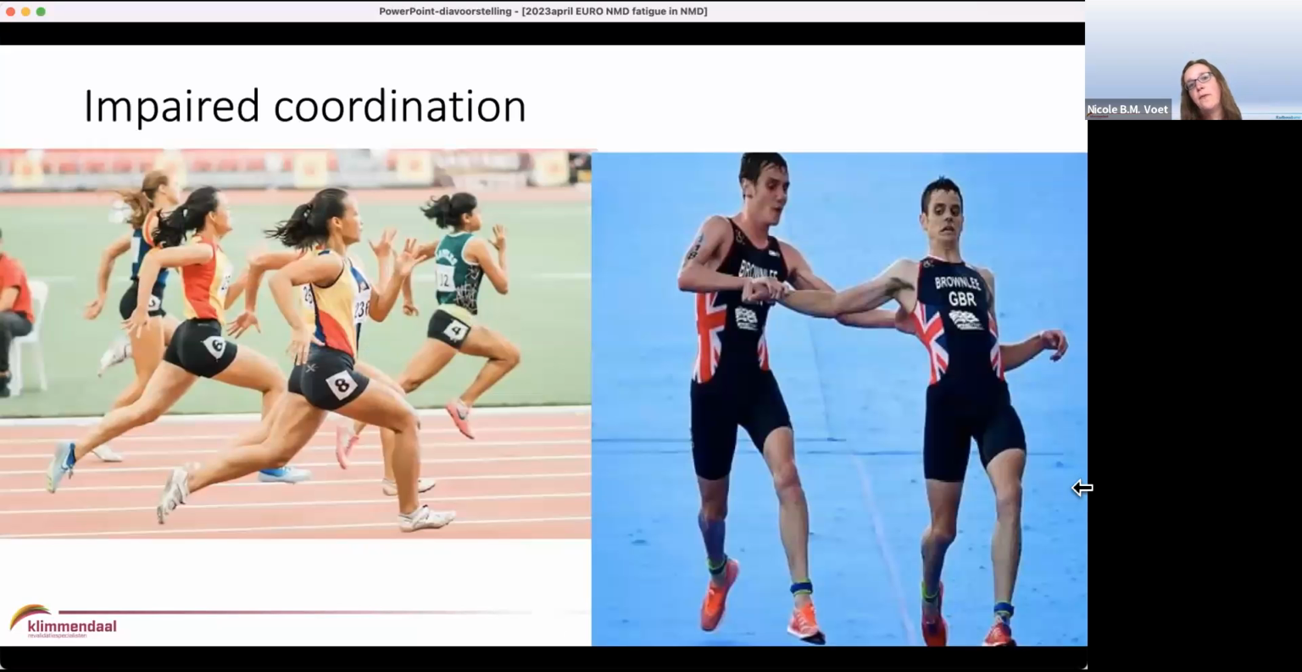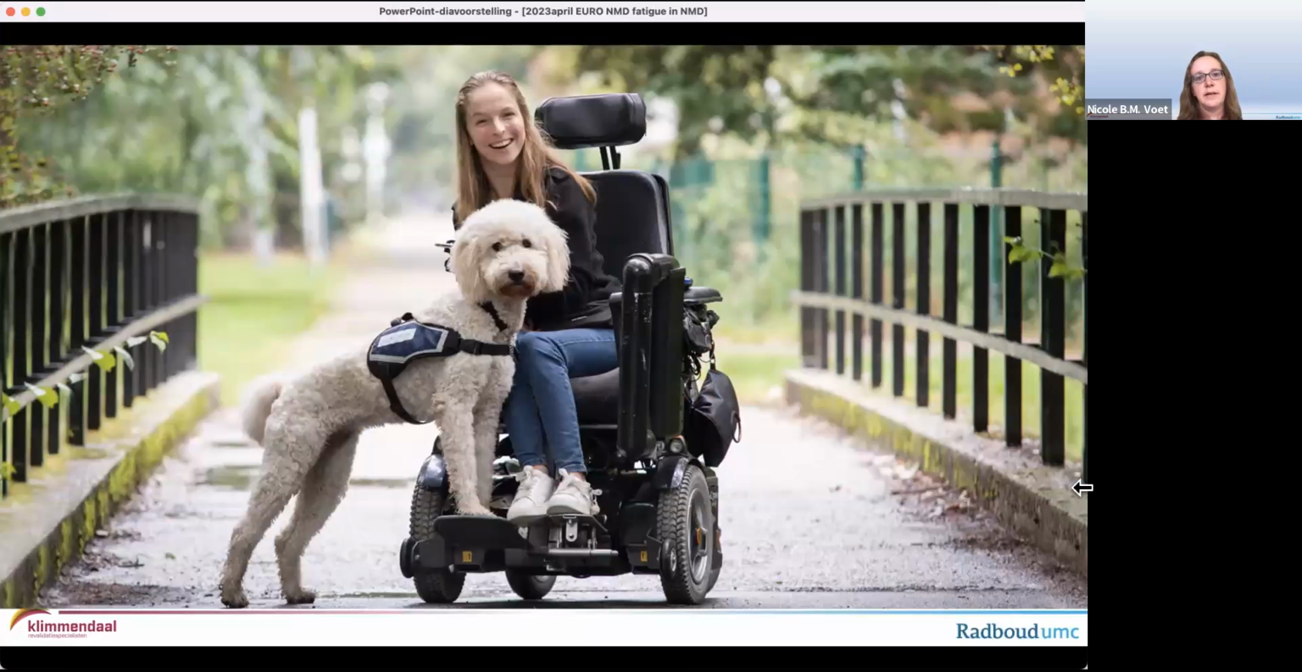Then another form of measurement of fatigue is impaired coordination. On the left side, you see athletes, and you see that they all have the same coordination. They are very fit. On the right-hand side, you can see the brothers Brownlee during a triathlon competition. And the left brother helps the right brother because he's very fatigued. And you can see the difference in coordination. You can see in his face, in the right brother, that he is fatigued. And that's impaired coordination as a consequence of fatigue. And you can measure impaired coordination.